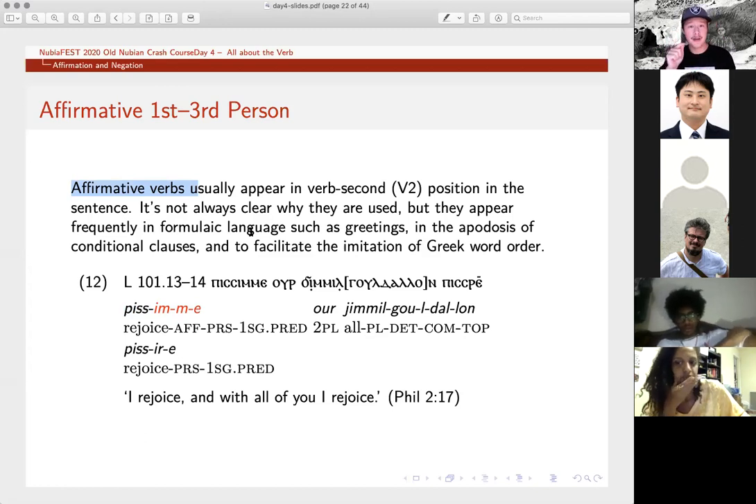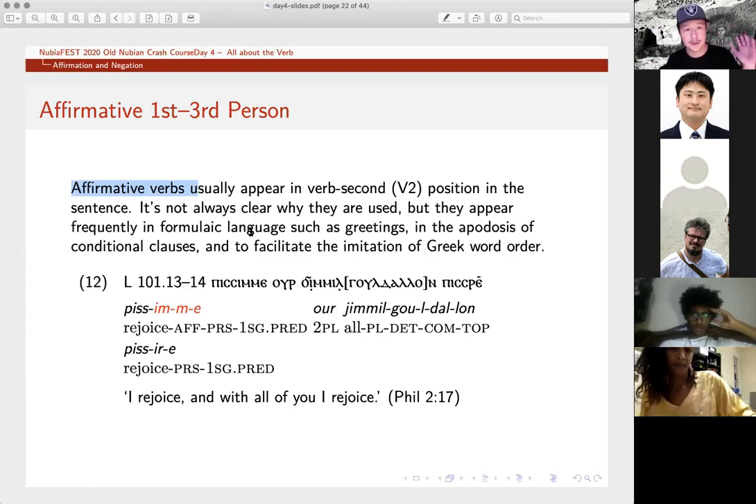And what is really nice about this, especially for a Nubian translator who wants to be really close to the Greek, is that if you have your SOV structure and your verb is at the end, let's say that this is the end of the sentence. What this affirmative suffix allows you to do is to move the verb right to the beginning. And that's really useful because the word order in Greek is really different from the word order in Old Nubian.